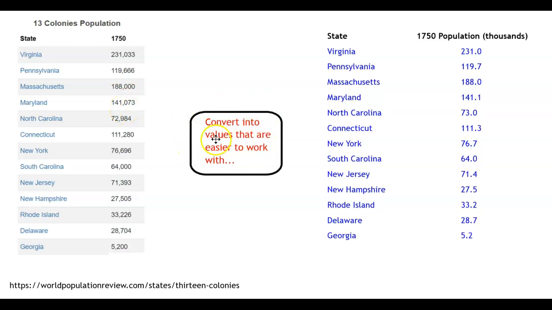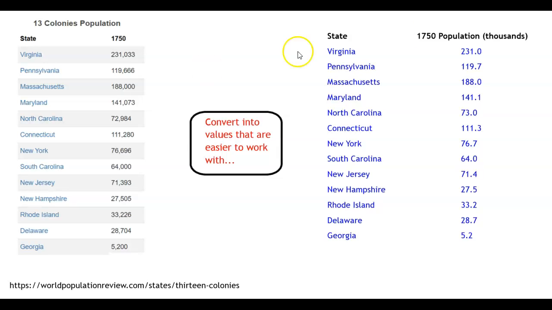The first step I'm going to take is to convert into values that are easier to work with. I'm not going to type in 231,033 people into the calculator. I'm going to convert it into thousands, and I'm just going to call it 231.0. I've rounded all of these appropriately to the nearest thousands, not thousandths. Hopefully I haven't made a mistake. If you check that and you see that I made a mistake, please do not put it in the comments. Also say that this information was collected from worldpopulationreview.com, a real website with real things on it.